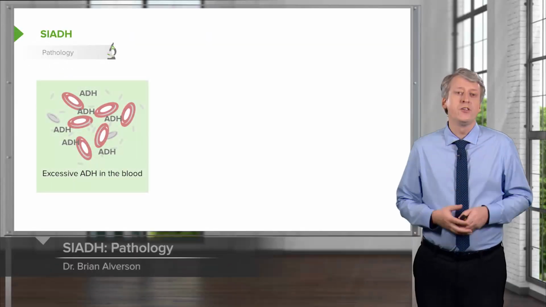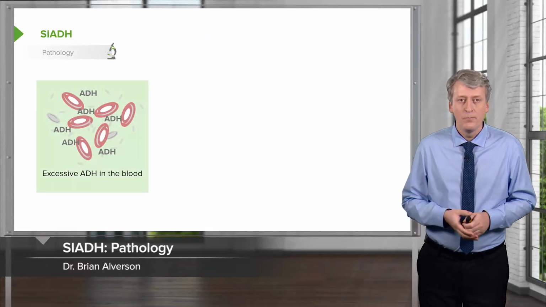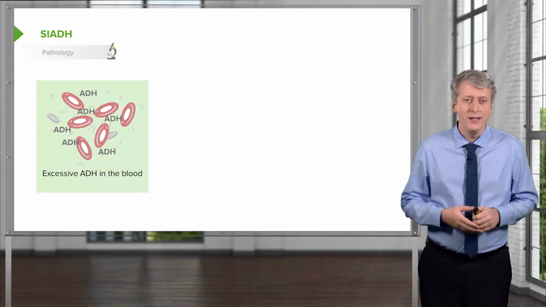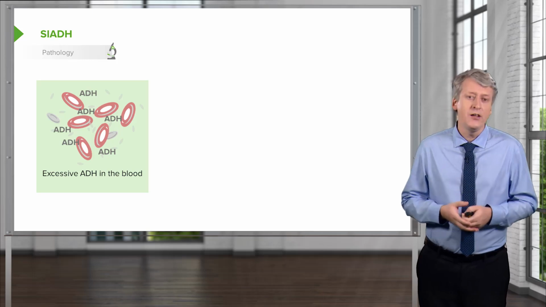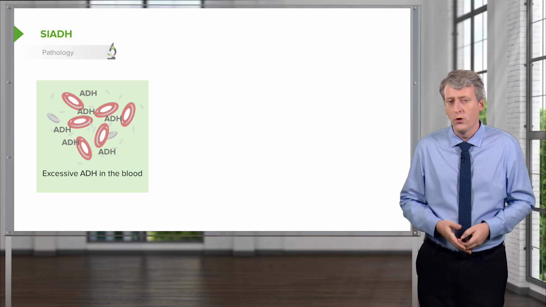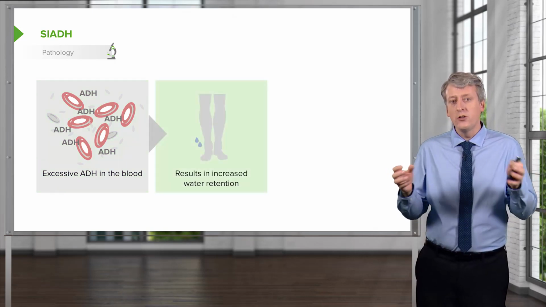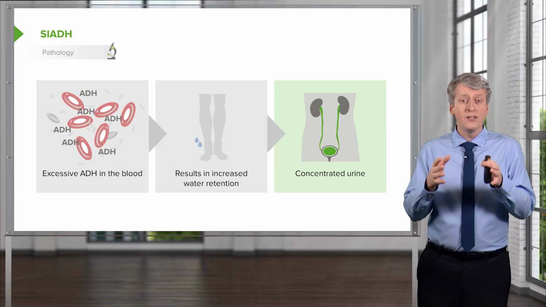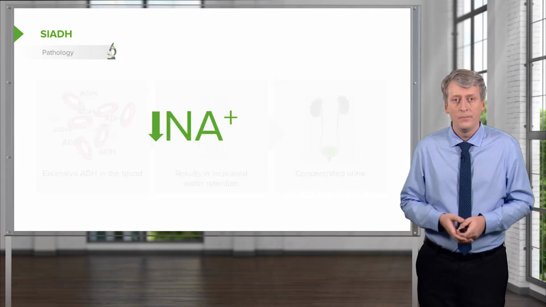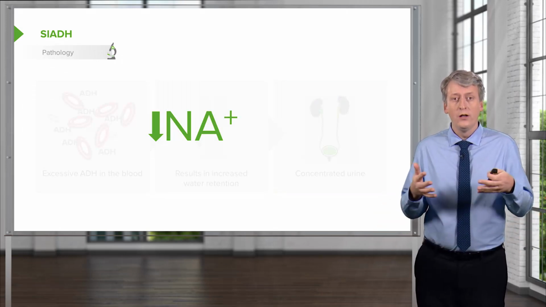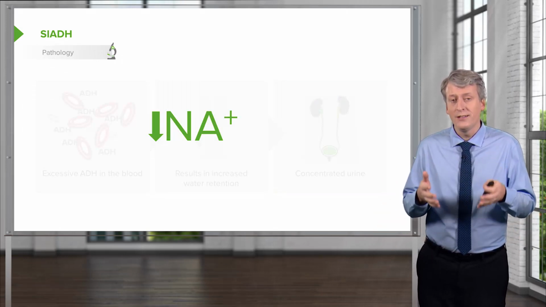Let's switch gears and talk about SIADH. Instead of too little ADH, there is too much ADH. This excessive ADH in the blood causes an excessive insertion of these aquaporin channels, which results in increased water retention. Thus, the urine is excessively concentrated. This results in a low sodium, as the water is more prevalent in the serum.